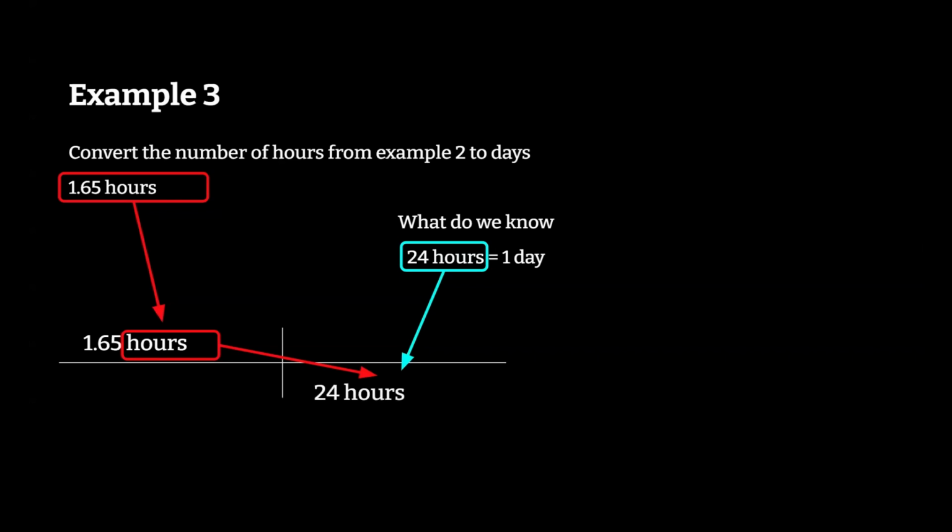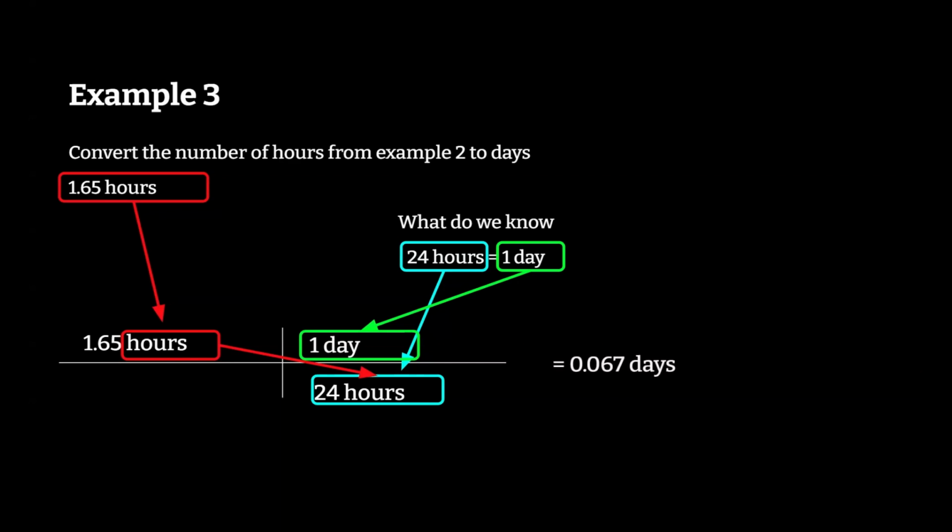The 24 hours is equal to 1 day, and that 1 day goes on top. We are able to go ahead and solve this. So we get 1.65 times 1 divided by 24 hours, and that will equal 0.067 days. The question is asking us to solve for days, so our final answer is in days. And that is how we convert from hours to days.